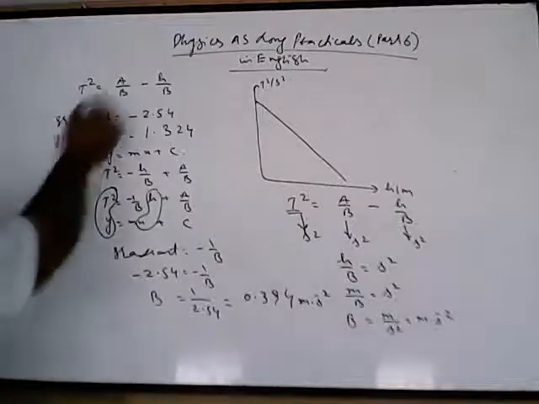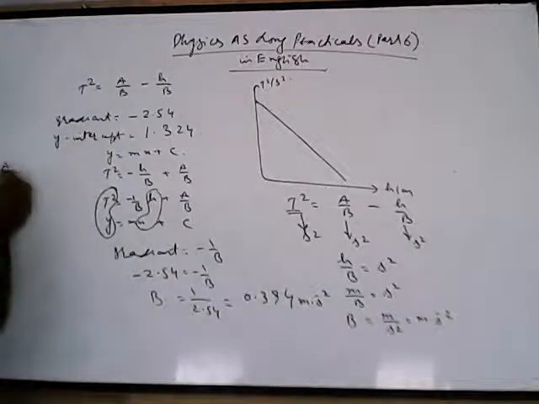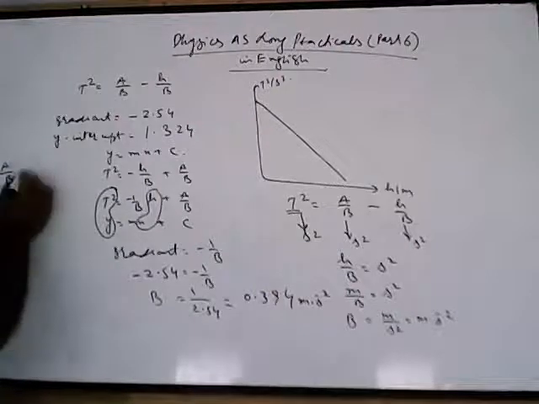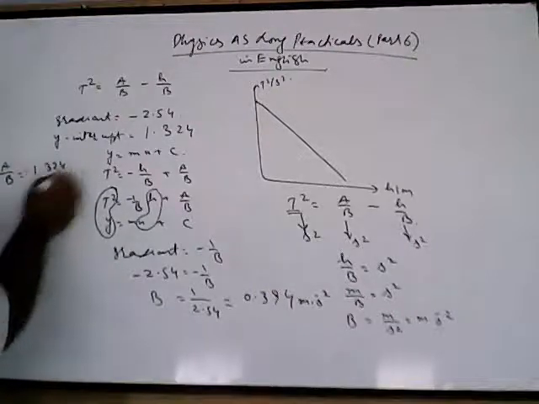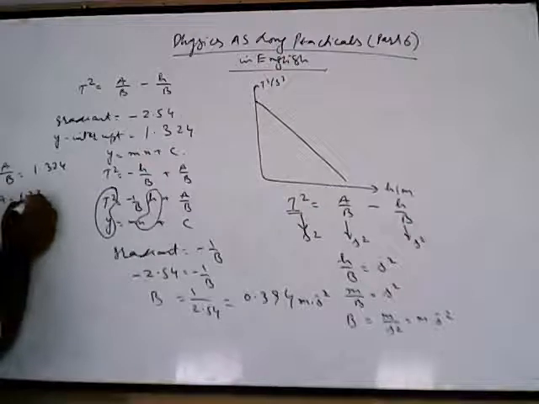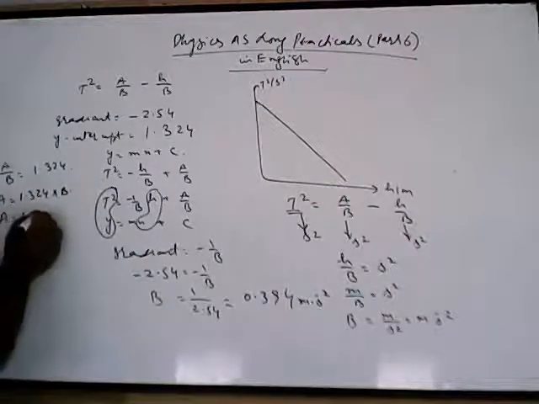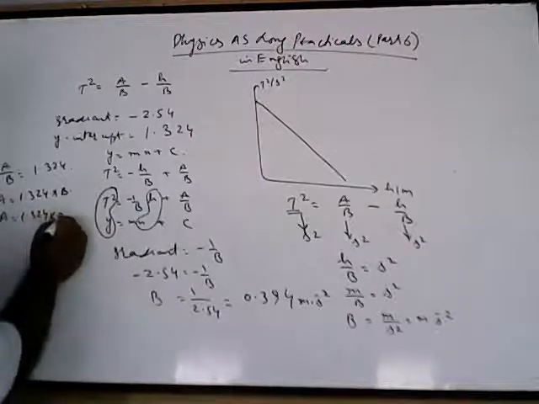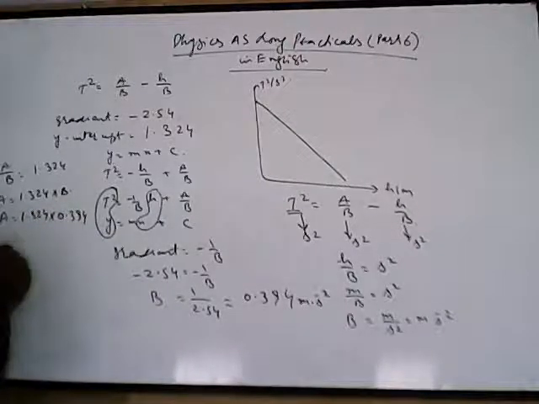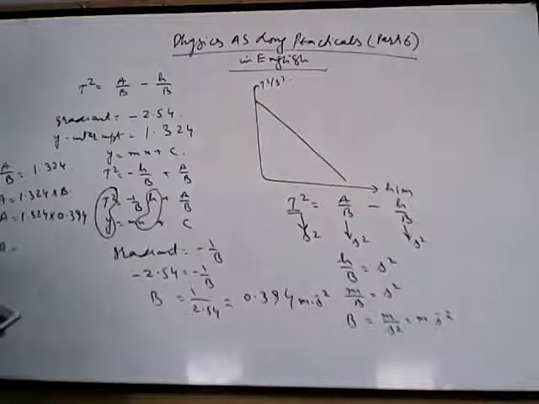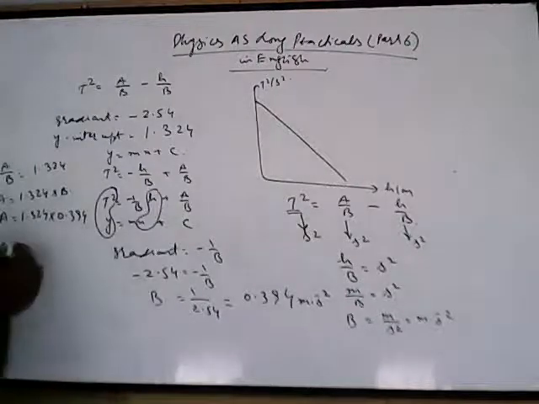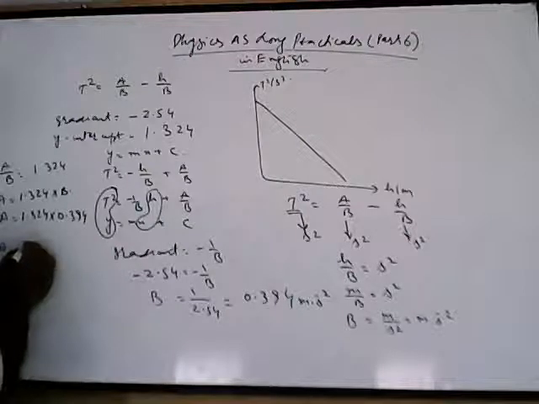Now I have to calculate the value of a also. Now you can say a upon b is equal to the y-intercept, or 1.324. So a will be 1.324 into b. I have calculated the value of b, 0.394, and a will be 1.324 into 0.394. It is 0.521 or 0.522.